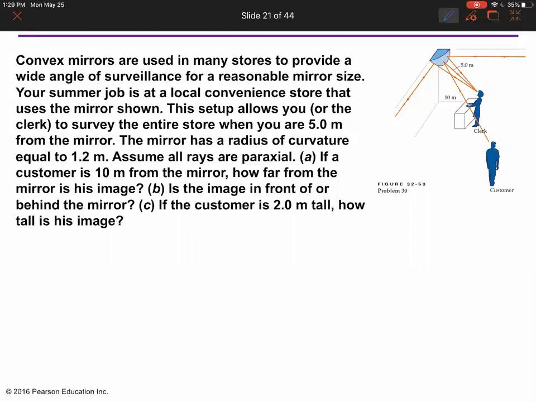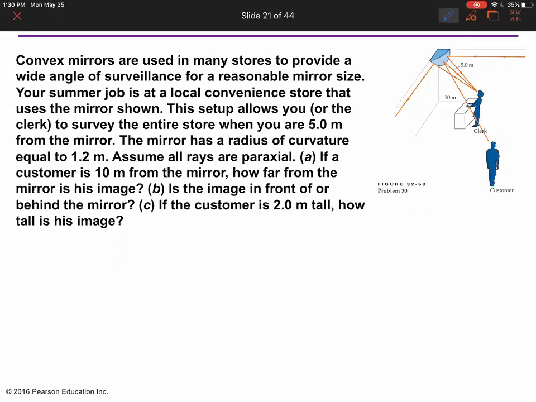So again, a convex mirror is used in many stores to provide a wide angle of surveillance for a reasonable mirror size. Your summer job is at the local convenience store that uses the mirror shown. This setup allows you or the clerk to survey the entire store when you are 5 meters from the mirror. The mirror has a radius of curvature equal to 1.2 meters. Assume all rays are paraxial, meaning they are parallel. If a customer is 10 meters from the mirror, how far from the mirror is his image?